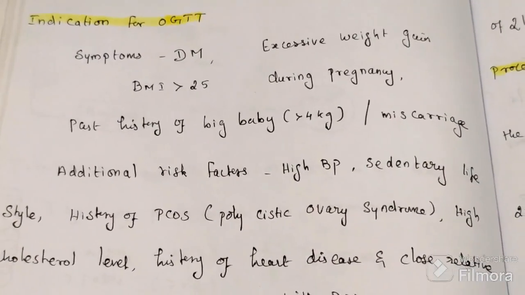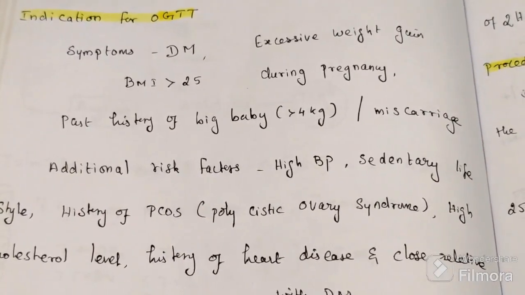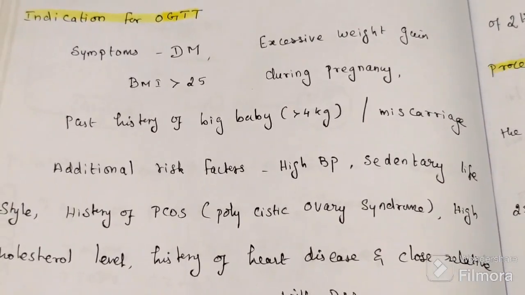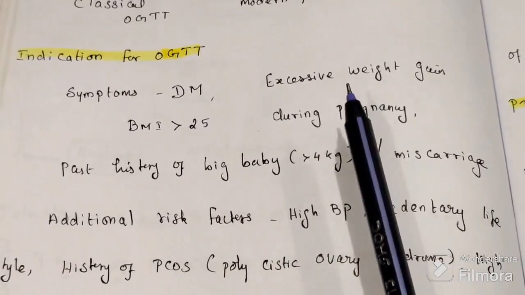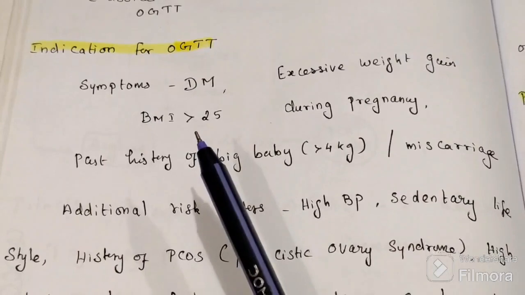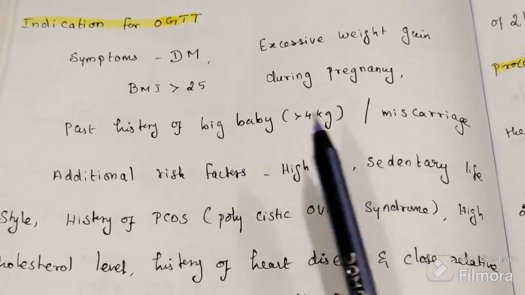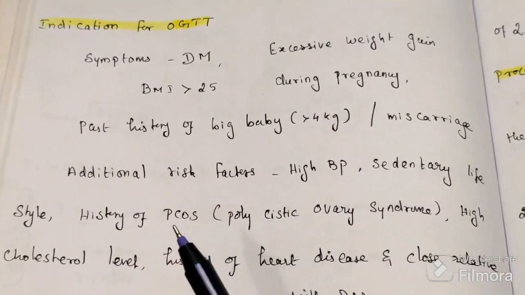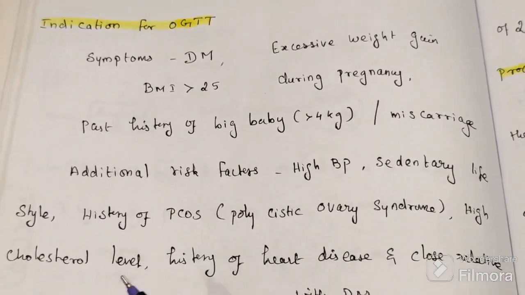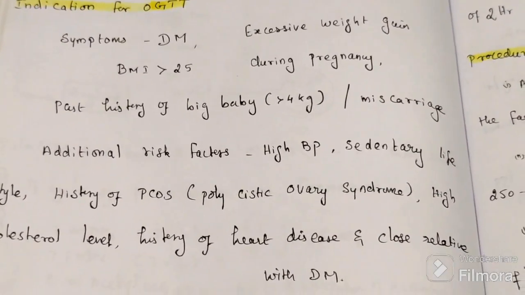means we want to check the glucose level. So at that time we will do this oral glucose tolerance test. Whether we have a diabetic condition, excessive weight gain, BMI of more than 25, baby weight more than 4 kg, miscarriage, high blood pressure, sedentary lifestyle, PCOS, high cholesterol level, or heart disease, at that time we want to take this test.